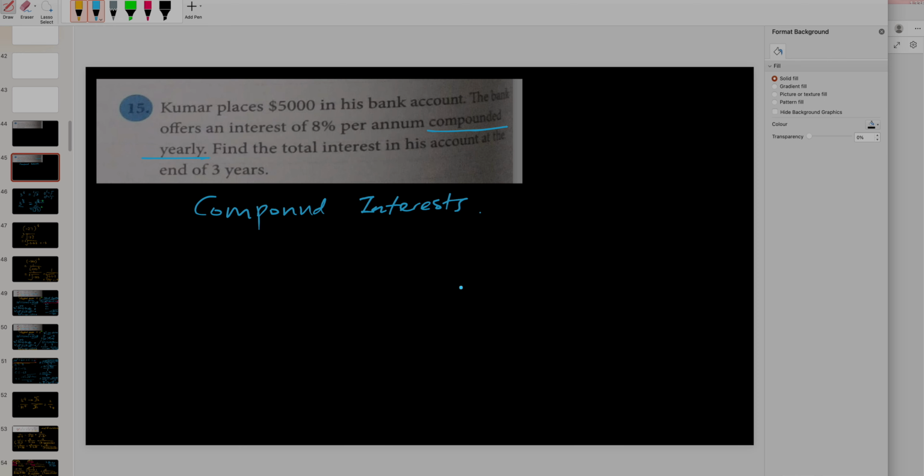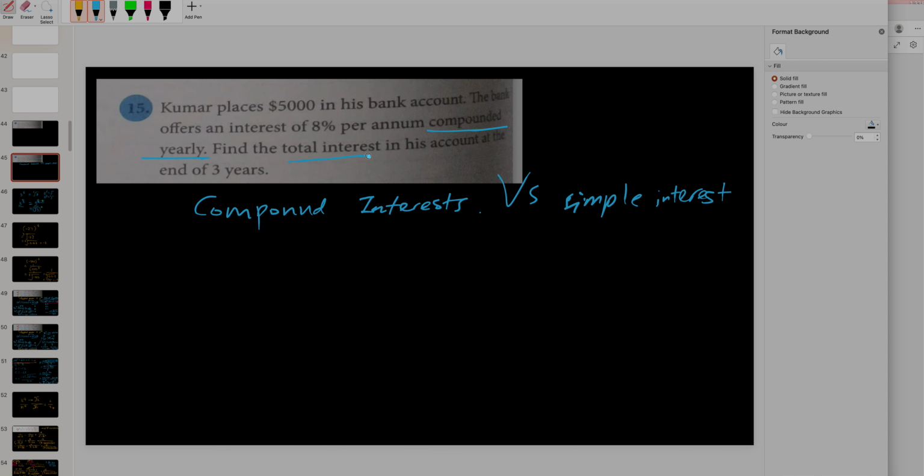Then you must be thinking why compound interest is so special. Then I have to talk about simple interest. Do you know what simple interest is? Oh, okay. Then never mind. Okay, so let's do the compound interest first. Find the total interest in his account at the end of 3 years. Okay, let's do it first.